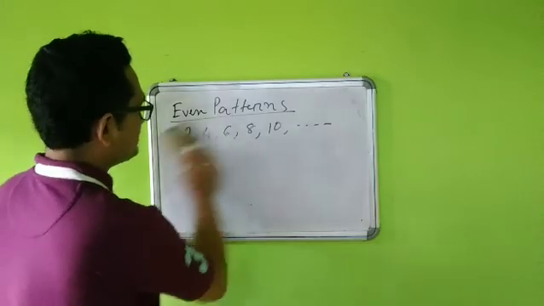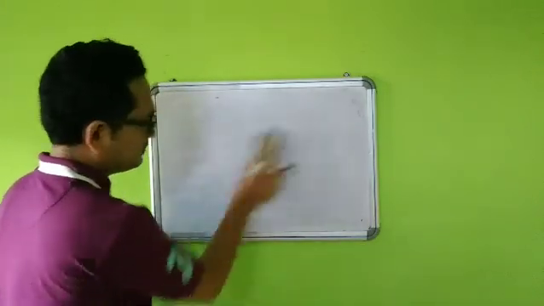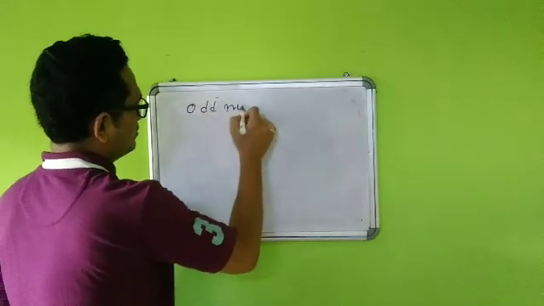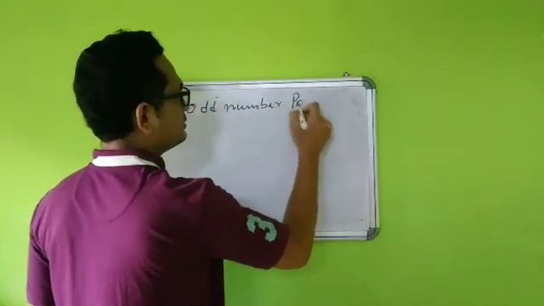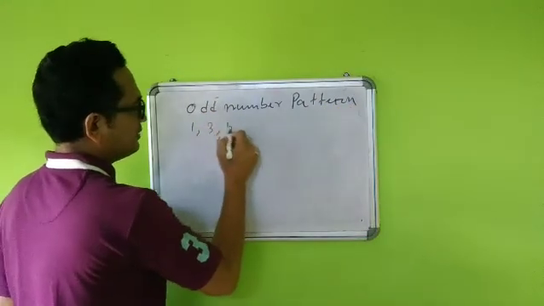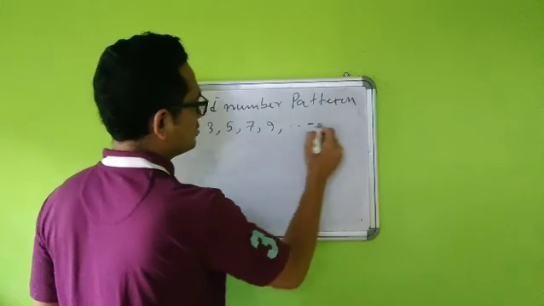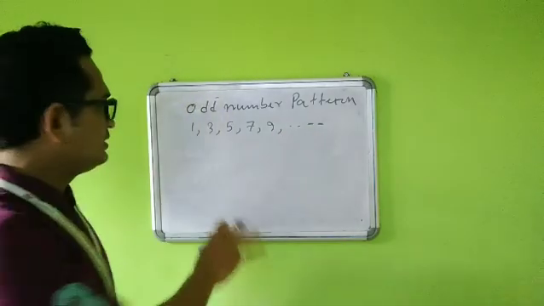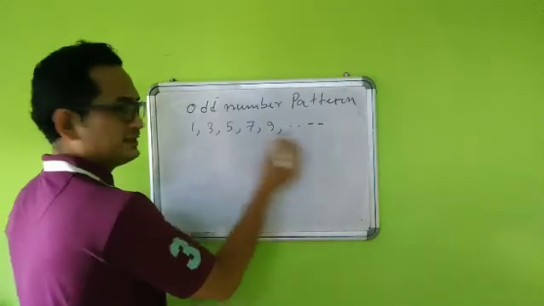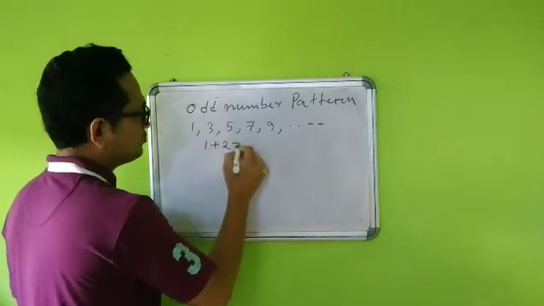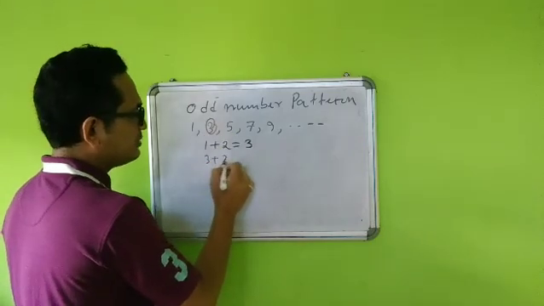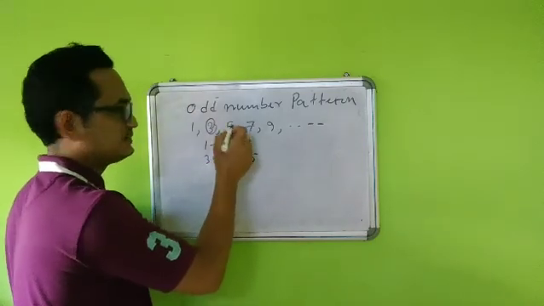Similarly, if we take the different one, the next one, that is the odd number pattern, if we write, the numbers I am taking are 1, 3, 5, 7, 9, dot, dot, dot. Now these numbers, if you see students, all these are odd numbers. Fine. So how are we getting these odd numbers? If I take 1 and add 2, then I will get 3. With this 3, if I add again 2, I will get what? 5, the next number.